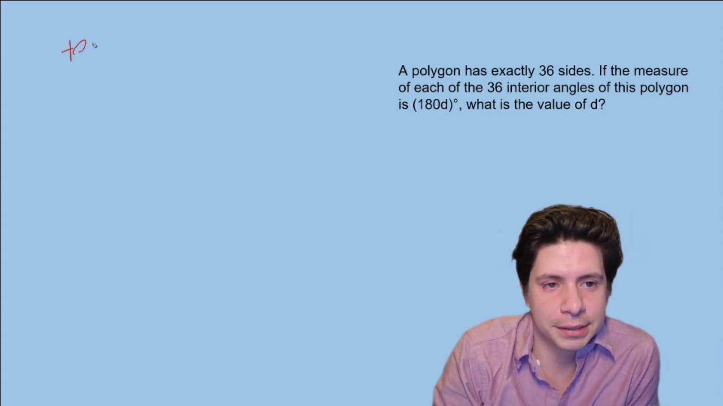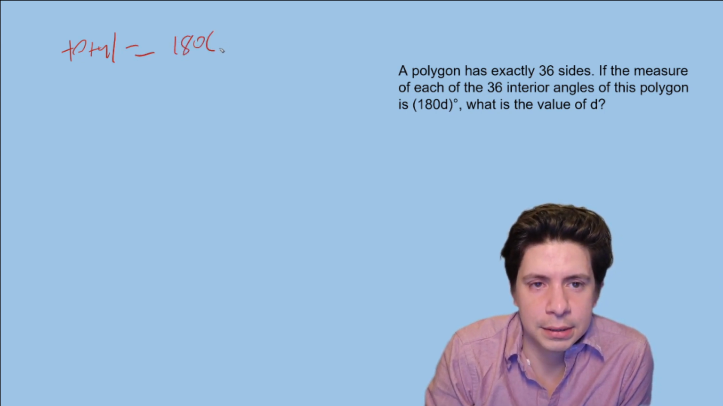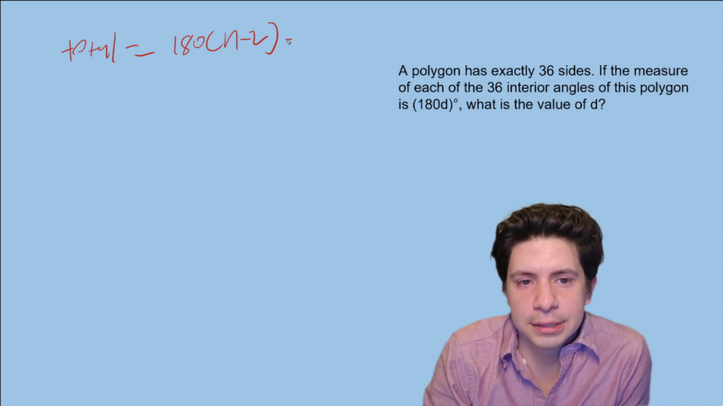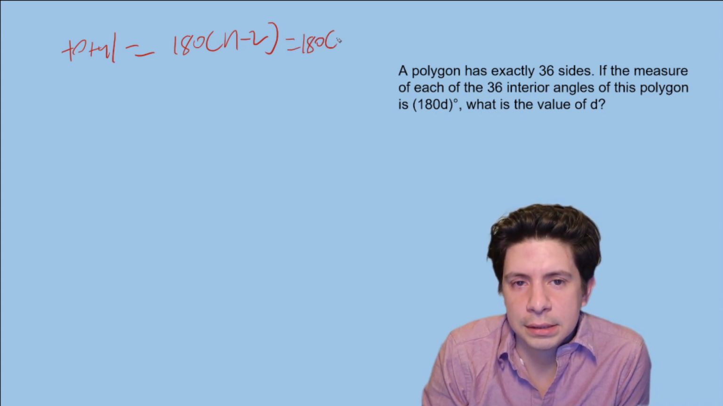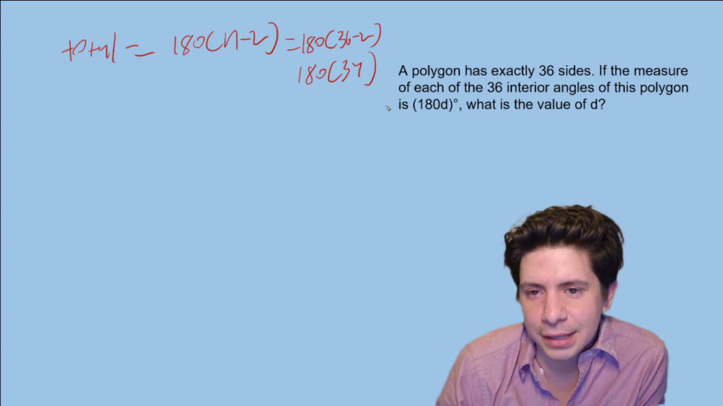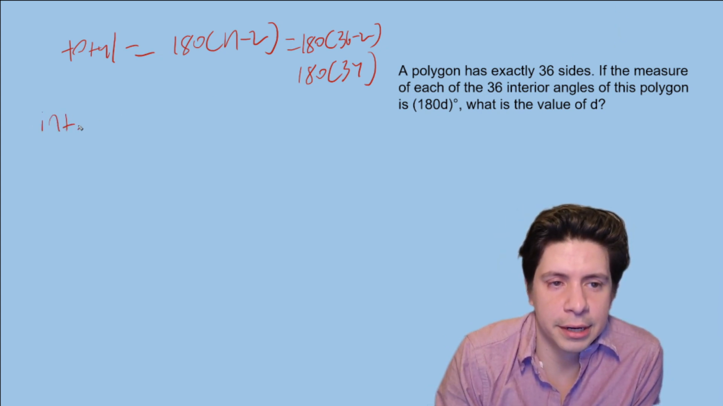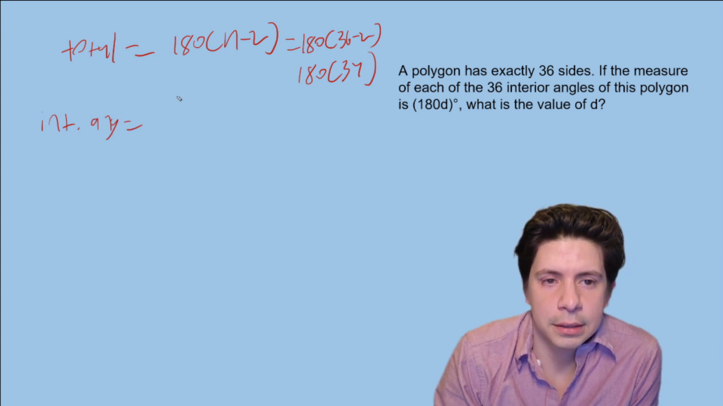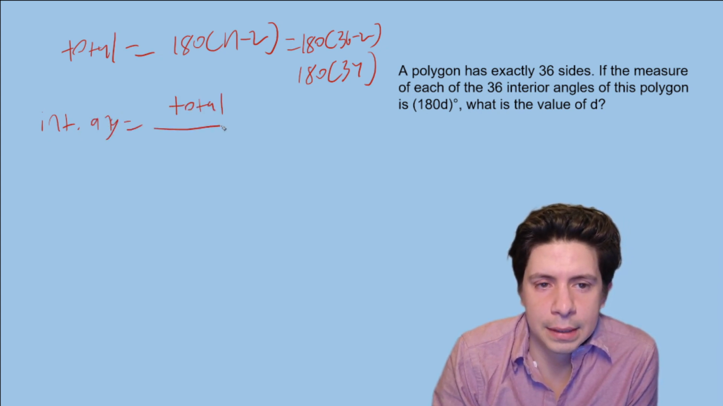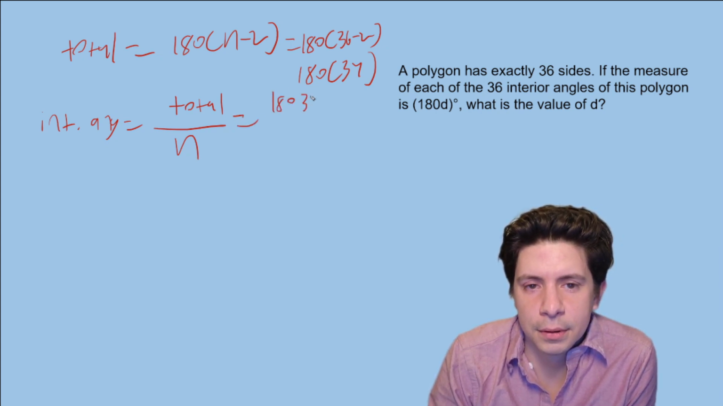So total degrees, right, of a polygon is equal to 180 times n minus 2. So here it's going to be 180 times 36 minus 2. So 180 times 34. I'm not going to do the math because I see this 180 here, so I'm just going to leave it like this. Then to find each interior angle equals total divided by n. So it's going to be 180 times 34 over 36.